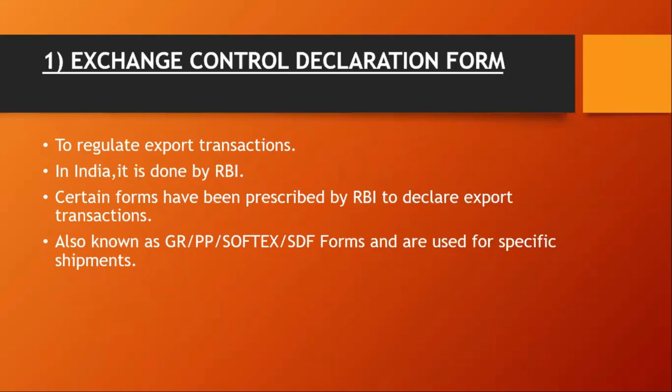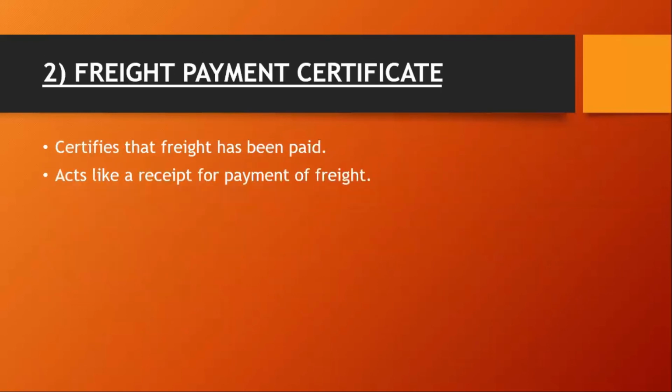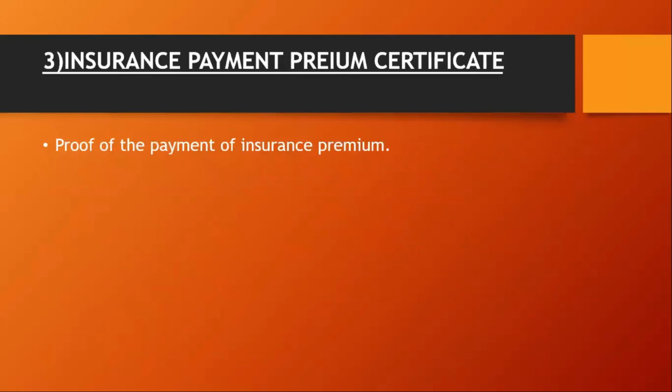Coming on to the next regulatory document, we have the Freight Payment Certificate. As the name indicates, the freight has been paid. It is like a receipt for payment of freight. Coming on to the next, we have the Insurance Premium Payment Certificate. It is the proof of payment of insurance premium.